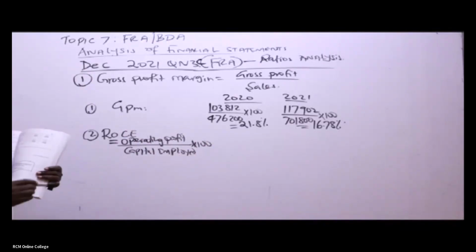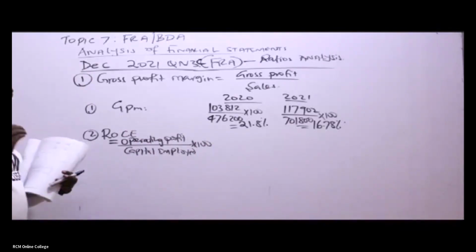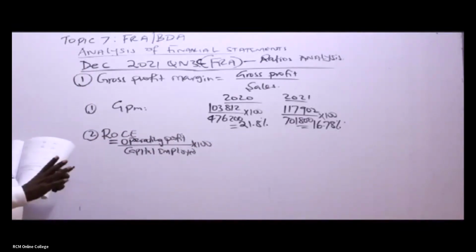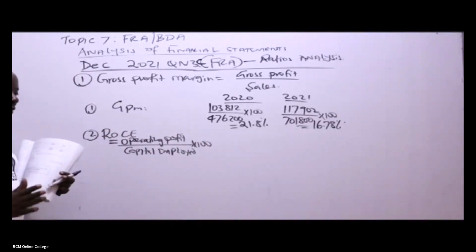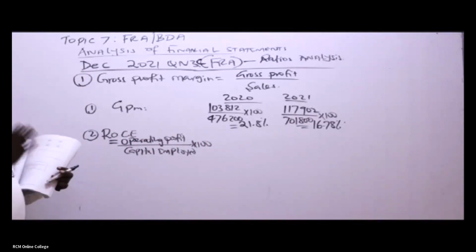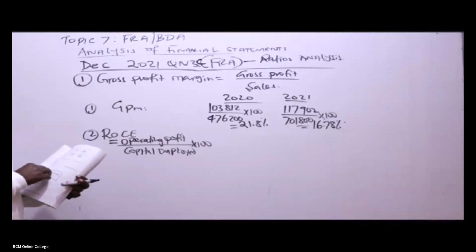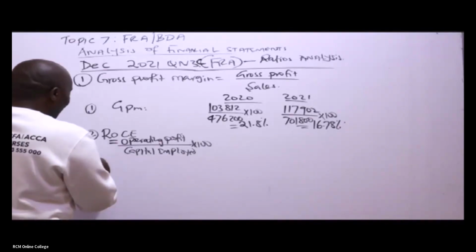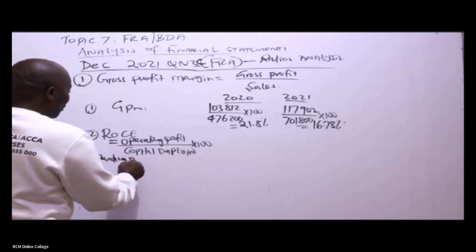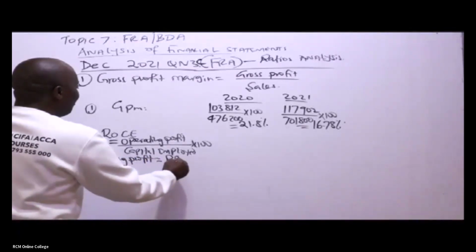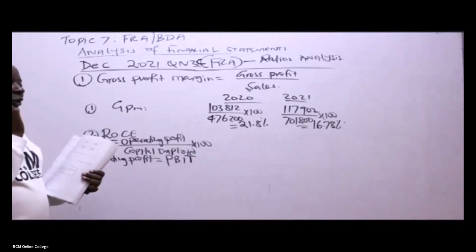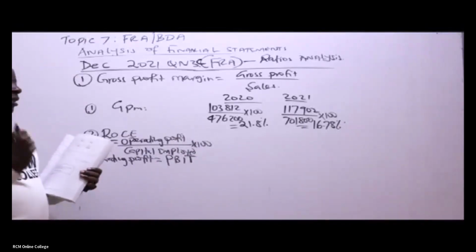So anytime you see ROCE, return on capital employed, you take operating profit because of this O. Never forget it. It's not profit after tax. You take operating profit, you divide this by capital employed times 100. Now, here, you have to be very careful. I would want somebody to remind us that operating profit is the same as PBIT, profit before interest and tax.